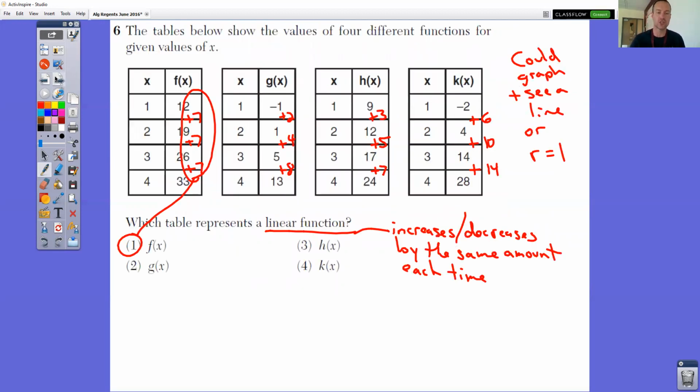In question number 6, which table represents a linear function? Notice, where are they getting these letters from? The f of x, they're getting those from here.